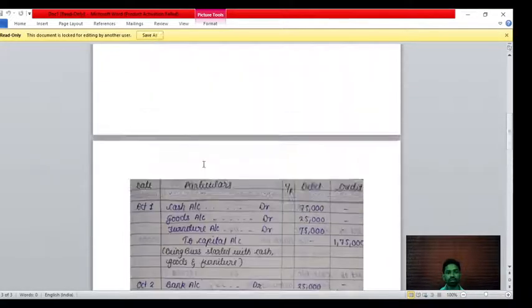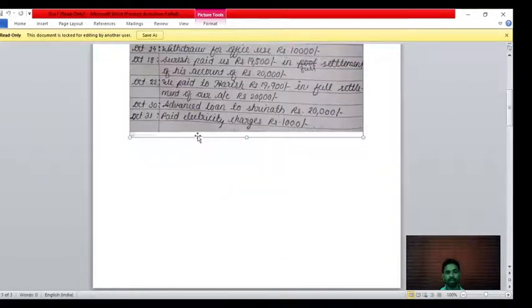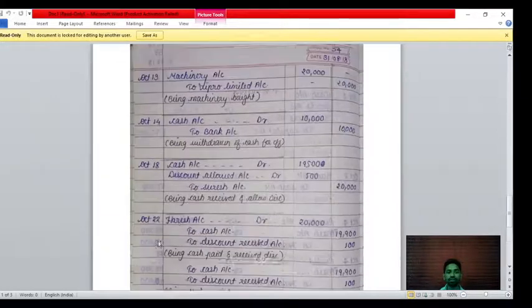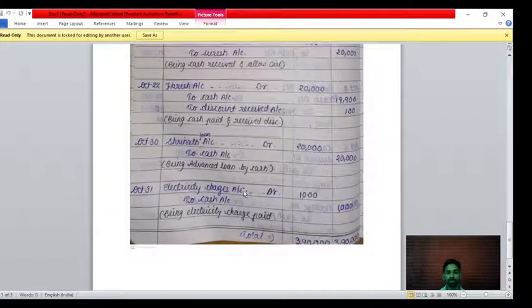Okay, the last transaction is paid electricity charges rupees 1,000. Paid means cash paid, for what? Electricity charges. So electricity charges account debit to cash account credit rupees 1,000, being electricity charges paid.